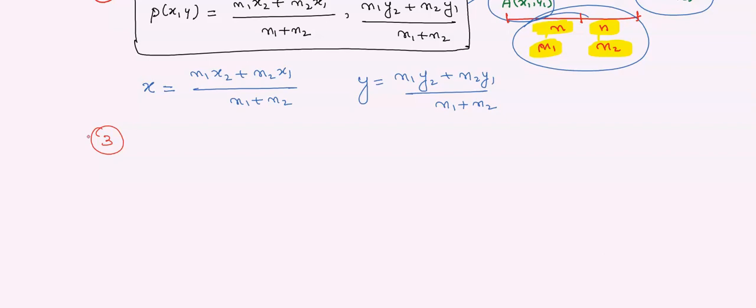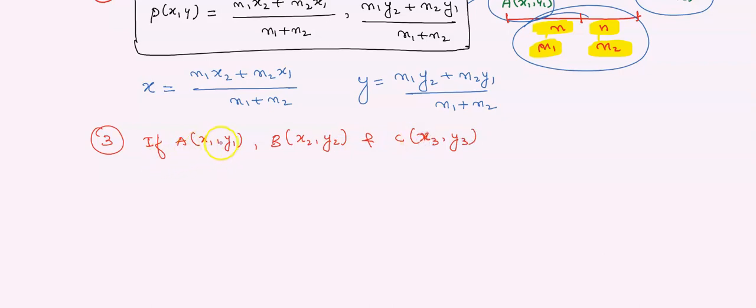Now the next important points. Now children, let me give you one small hint. If A has coordinates x1 comma y1, B coordinates are x2 comma y2 and C coordinates are x3 comma y3.